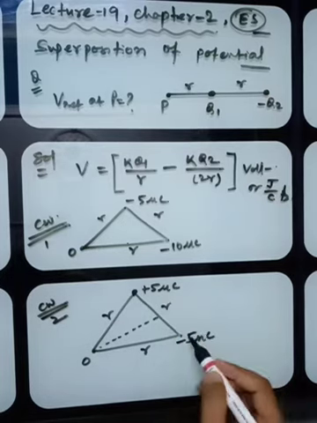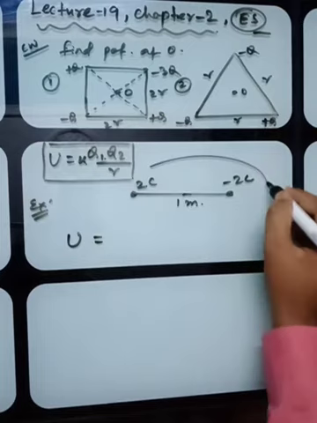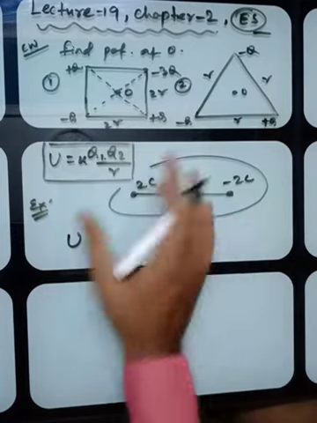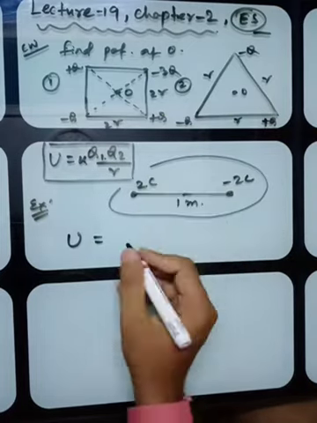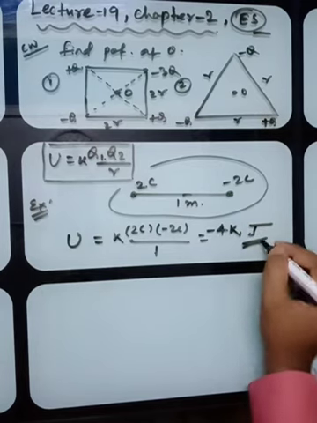What will be the potential energy? So the potential energy between these two charges, that is, for this system, we will find the potential energy of the system. Remember, in this system the total energy stored is the potential energy. So U equals K Q1 Q2 by R, which is 2 coulomb into minus 2 coulomb divided by 1 square, which is 1. So it is 4K joule, minus 4K joule. This is the answer.